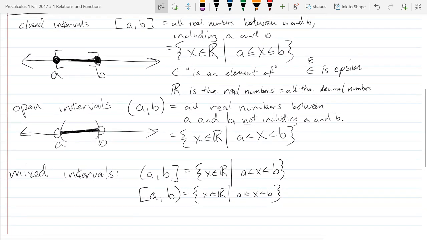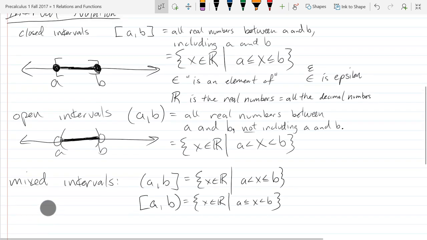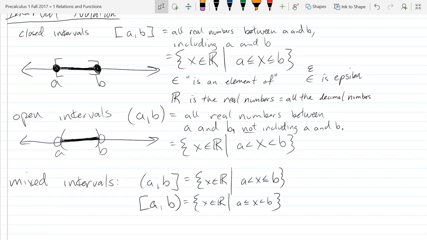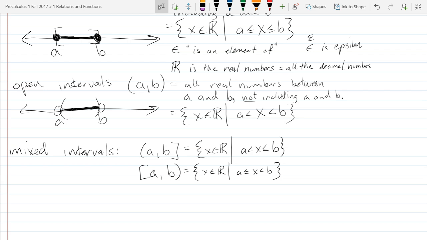So those are intervals. And we also are going to sometimes describe sets of numbers that are not just between two, but maybe there's between 0 and 2, and maybe also between 8 and 10. So we want to talk about two separate intervals. And that gets into unions.